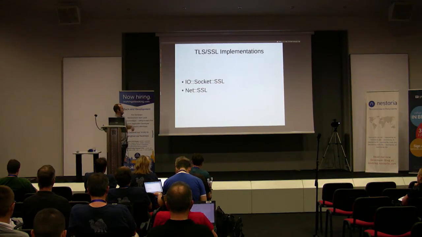And what they both do is they look for IO::Socket::SSL first. If it's already loaded in the process, they'll use it. If Net::SSLeay is already loaded in the process, they'll use that. If neither are loaded, they'll then try using them in that order.